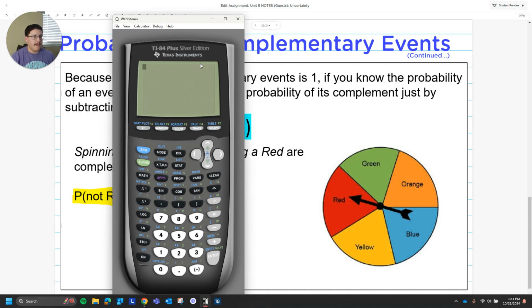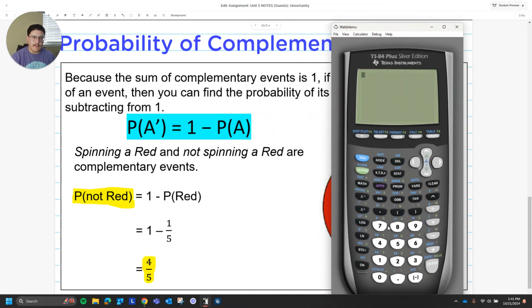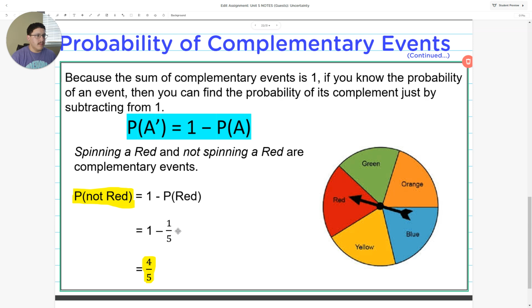So, for example, the probability of spinning red is 1 over 5. To get the opposite, not spinning red, I'm going to take 1 minus 1 over 5. I'm going to get a decimal, but let's say I want the fraction. I'm going to press math, enter, enter. Or if you use Desmos, just click the little circle with the fraction symbols. And you will get the complementary probability of red, which is 4 out of 5. 4 out of 5 is not red. And that's it. That's the complementary probability.